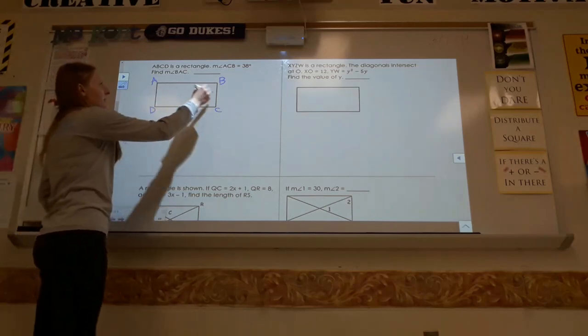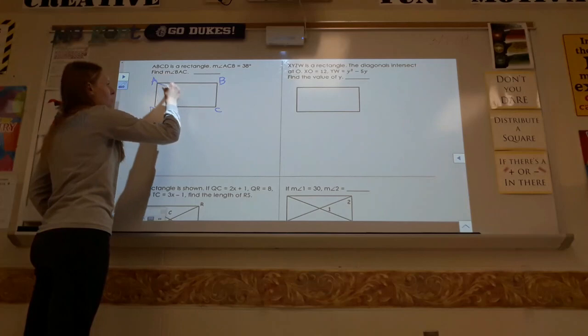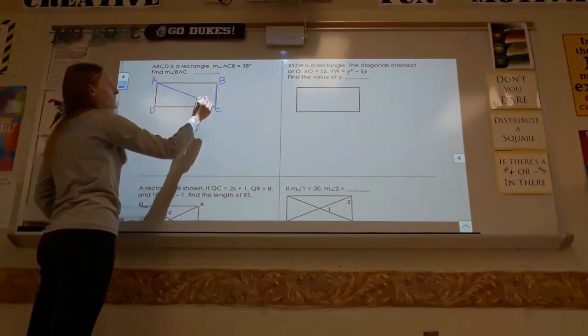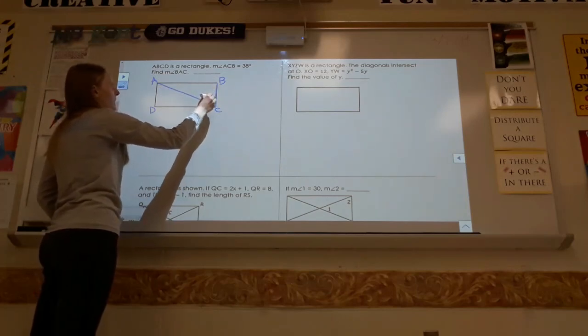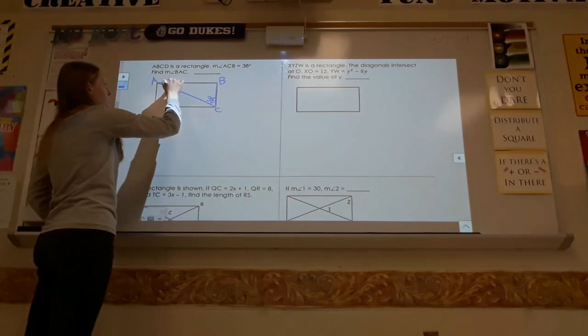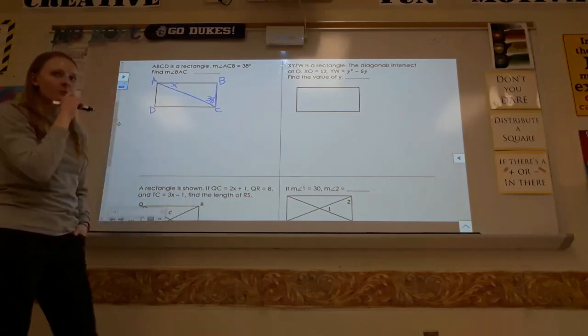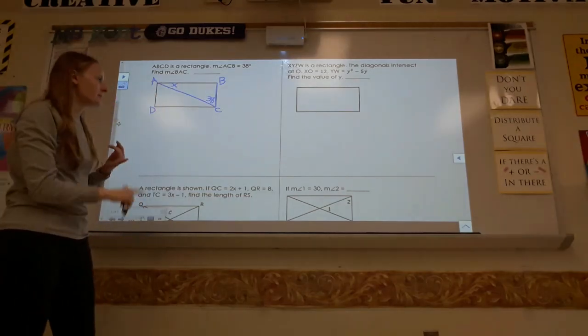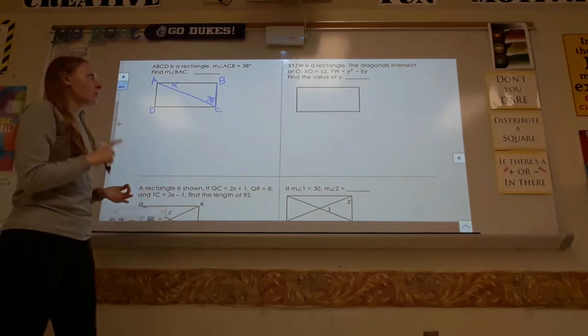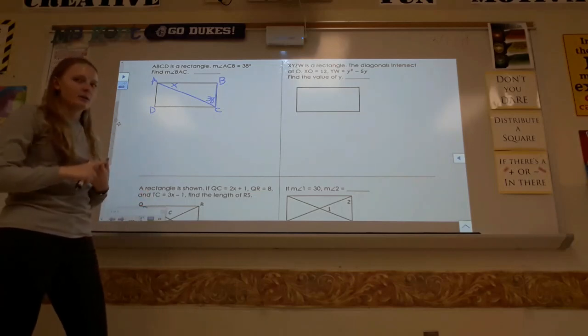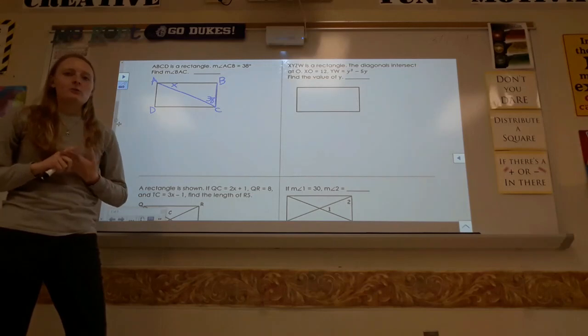So for this one, we have a rectangle, ABCD. To create this angle, I have to draw one diagonal. This angle is 38, and I want to find BAC, which is right here. Now remember the properties of a rectangle. Opposite sides are equal, opposite angles are equal, consecutive angles are supplementary, the diagonals bisect each other, and the full diagonals are congruent.